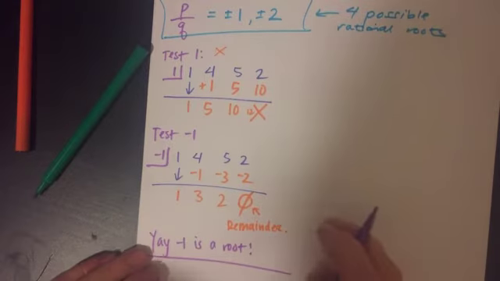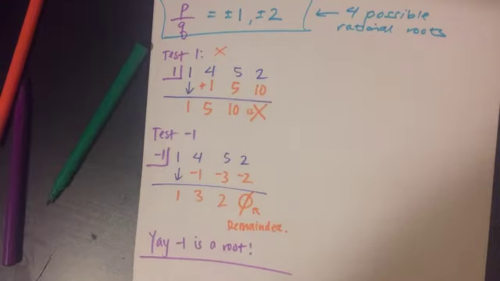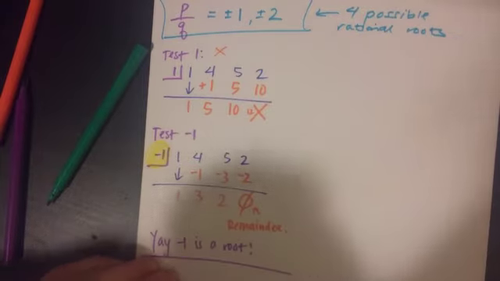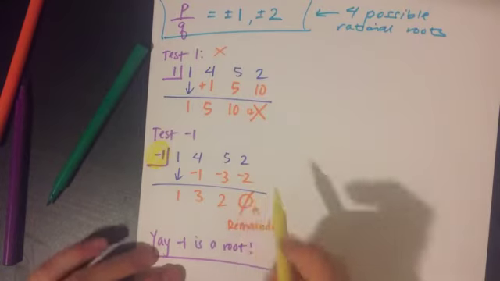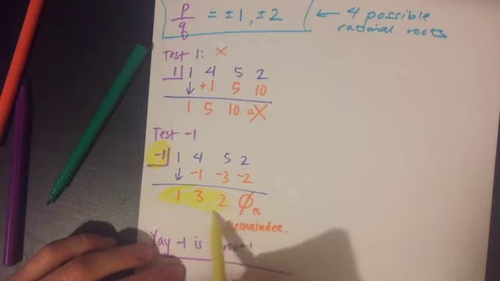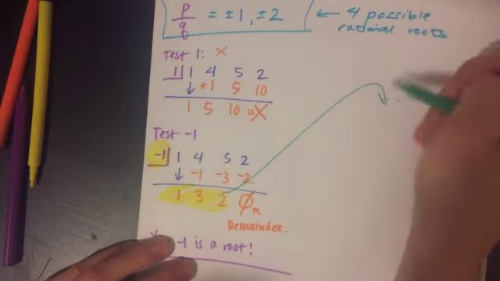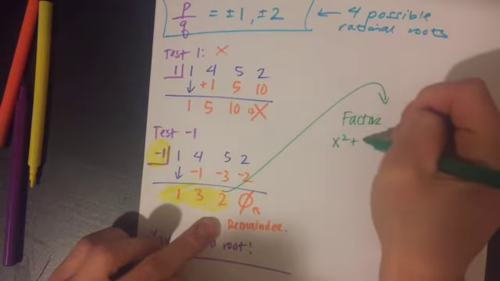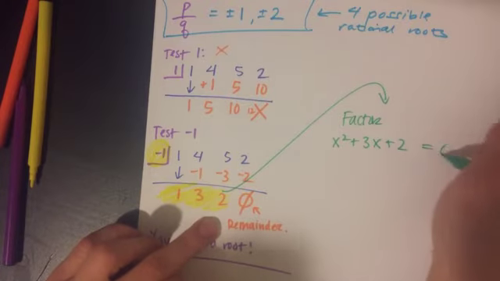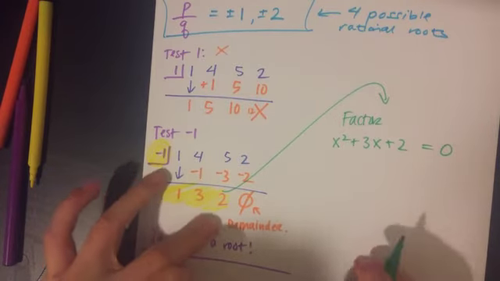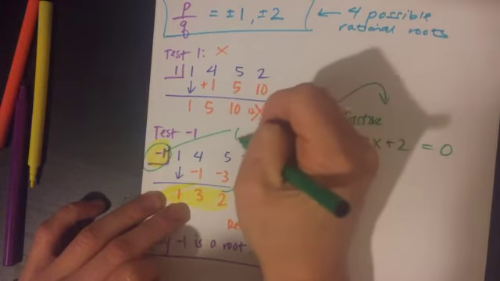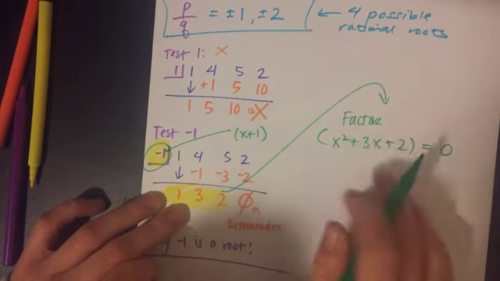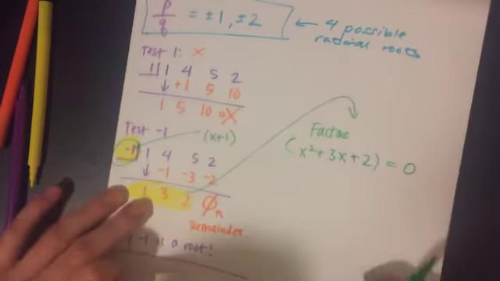Okay, so now what do we know? I know that this is one of my roots. So this here is a root. To figure out the other root, I'm going to factor this. So now what I'm going to do is factor what's left behind. X squared plus 3x plus 2 equals 0. Because if this is a root, that means this is the factor x plus 1. This is what's left over. And if I multiply these two things together, I'll get what I started with. So I'm going to factor this.